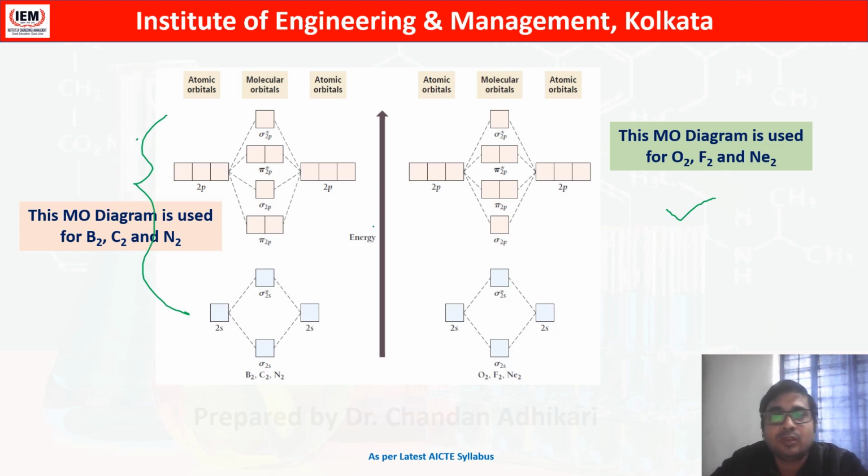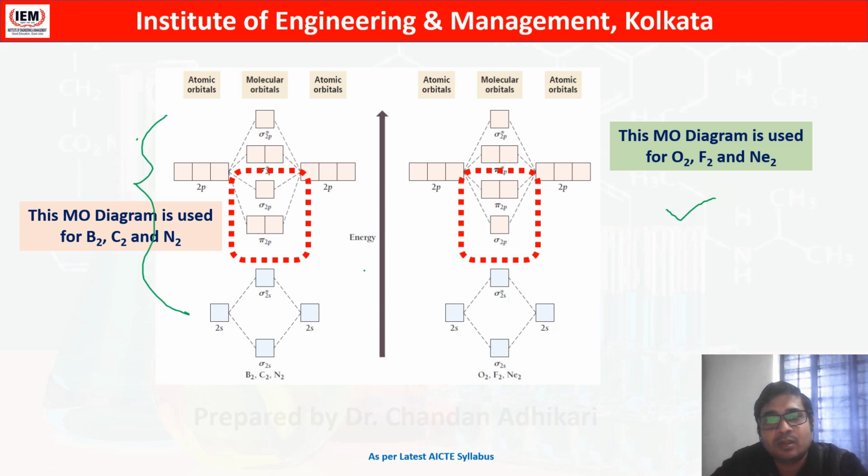If you look at both the diagrams, they seem similar, but there is a very important difference between these two structures, and the difference is the energy of the sigma molecular orbital and the pi molecular orbital. In the case of boron, carbon and nitrogen, the pi molecular orbital has lower energy than the sigma molecular orbital, but in the case of oxygen, fluorine and neon, the sigma molecular orbital is lower in energy.